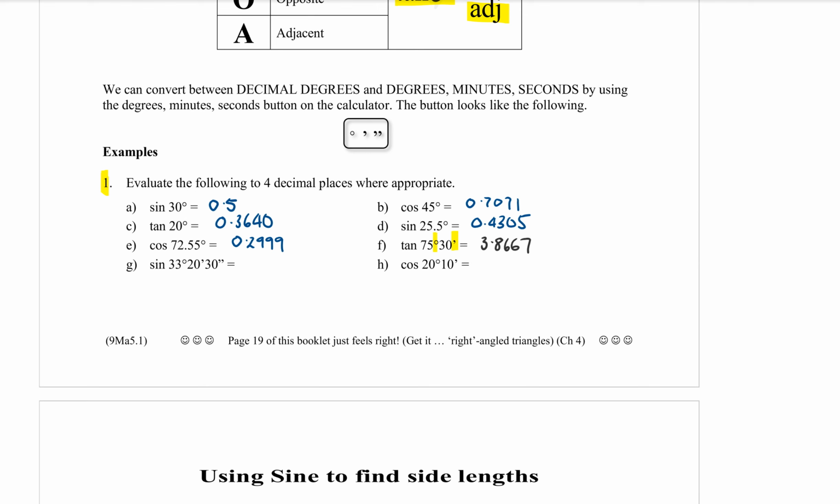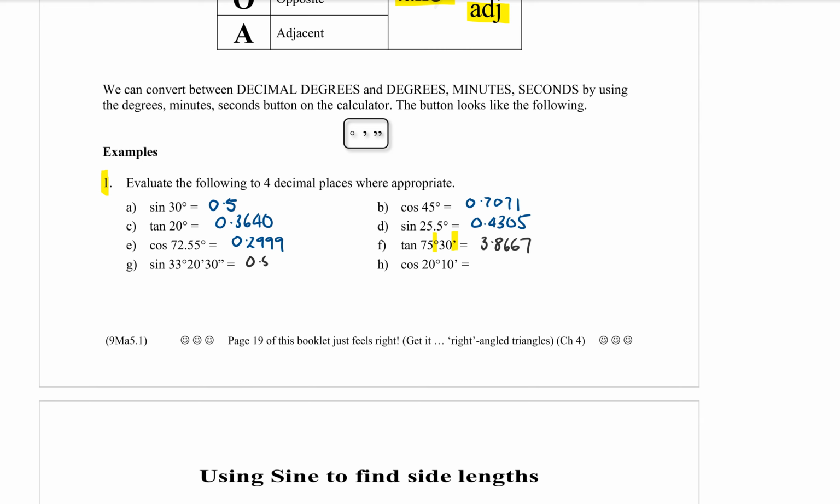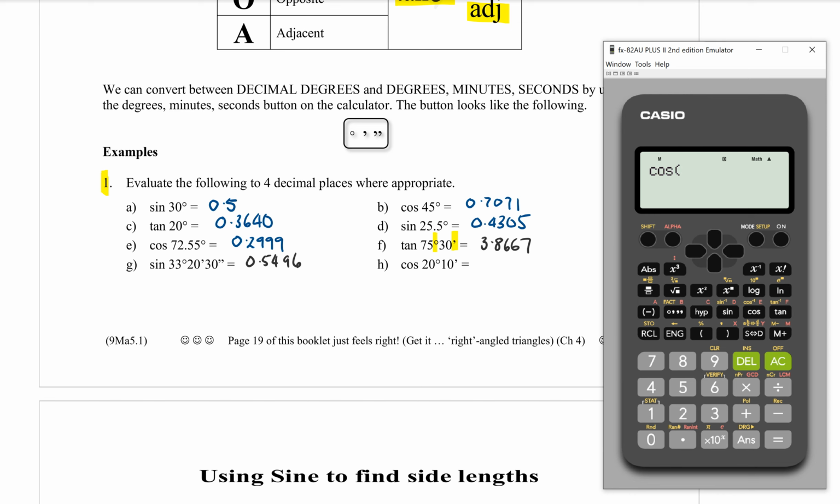Okay, let's try that again for G. G, we have three different ones. So we have 33 degrees, 20 minutes, and 30 seconds. So we have to use the button 3 times. So sine, 33, press the button. 20, press the button again. And 30, press the button again. Equals 0.5496. And one last one, we want cos of 20 degrees, push the button, 10 minutes, push the button again. So that's 0.9387.